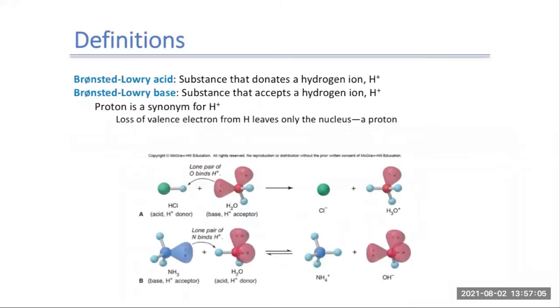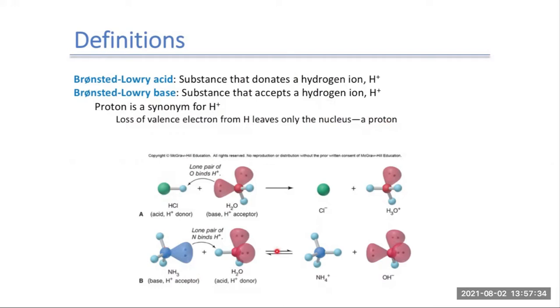Now, Bronsted-Lowry acids are substances that donate a hydrogen ion, so they donate the H plus. The Bronsted-Lowry base is a substance that accepts the H plus. And we tend to write H plus and just call it a proton, because if we have hydrogen, the loss of a valence electron from the hydrogen gives just the nucleus, which is a proton. So when we write H plus, we're really just writing proton.